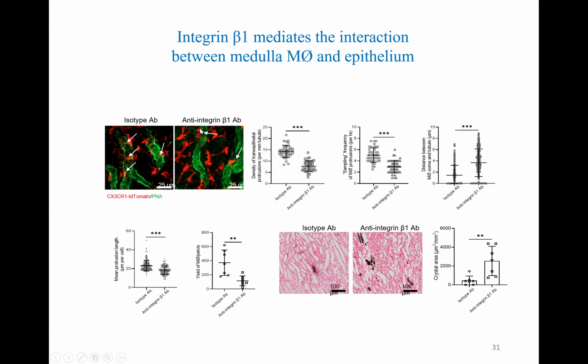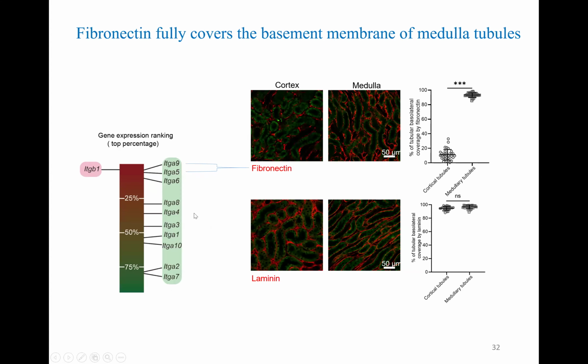Strikingly, after treating white mice with a beta-1 blocking antibody, a medullary macrophage could be detached from tubules. At the same time, their sampling movement and the protrusion number were both decreased. More kidney stone will be formed when beta-1 was blocked in the oxalate challenge. The beta-1 forms dimer with integrin alpha.